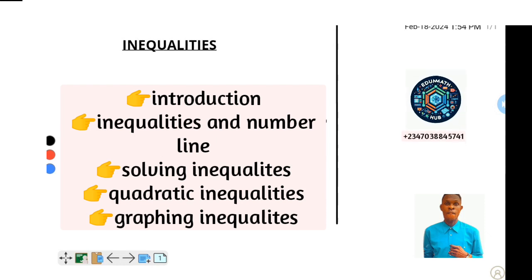Hope you're all fine. So today we'll be talking about inequalities, which is one of the topics in the JAM syllabus. This is just a general quick revision for inequalities.